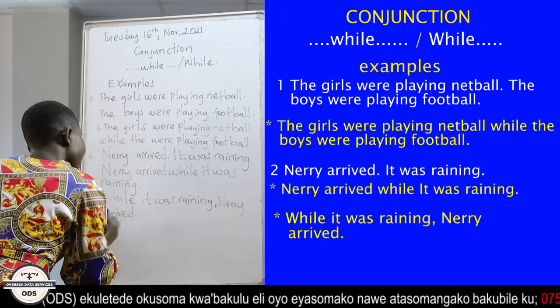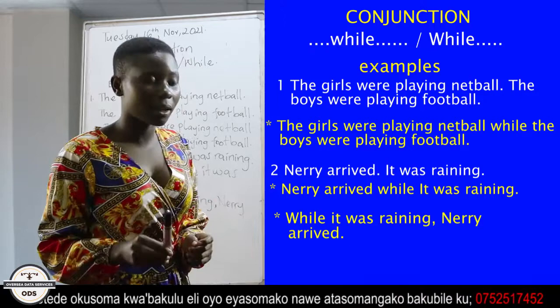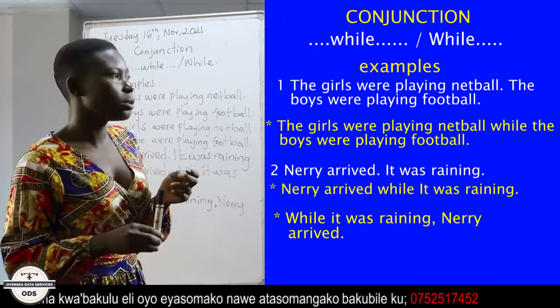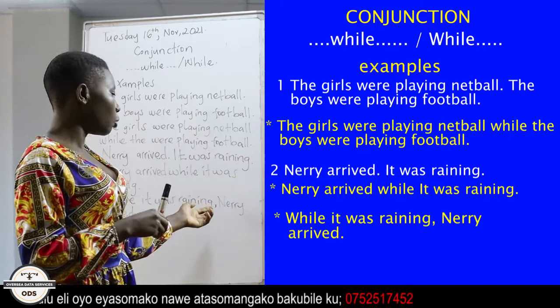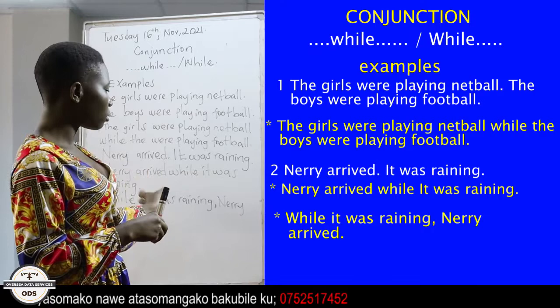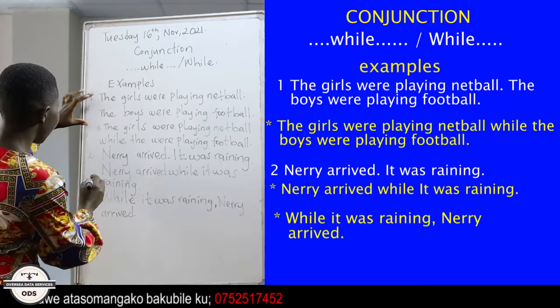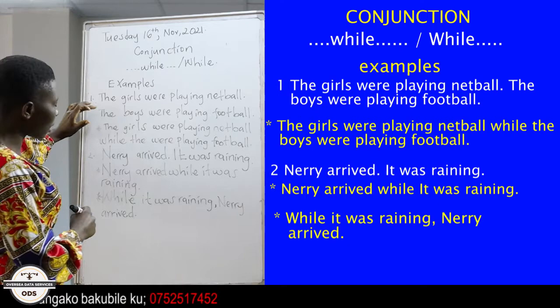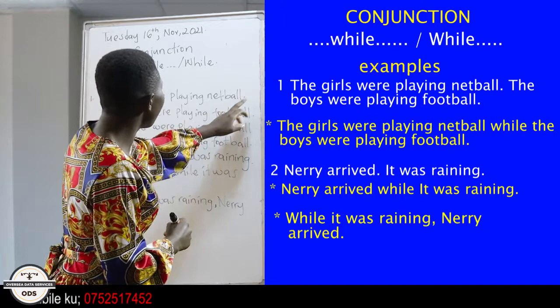And another thing, when you're using "while" at the beginning of a sentence, don't forget the comma. After the first action, you put a comma, then you go to the other action. What about this one here? What about when I want to start with "while" at the beginning of a sentence? The girls were playing netball. The boys were playing football.